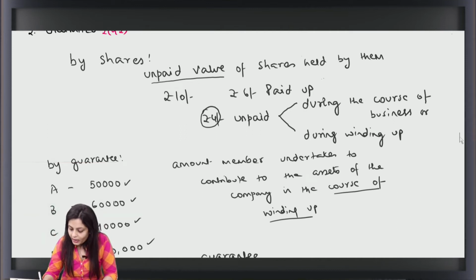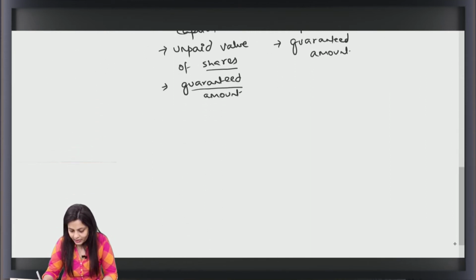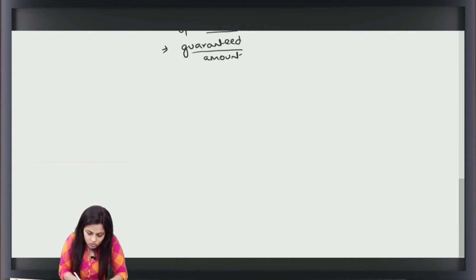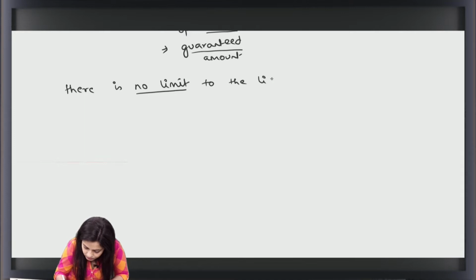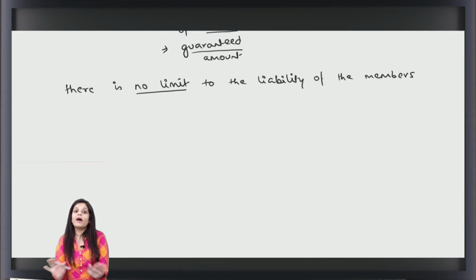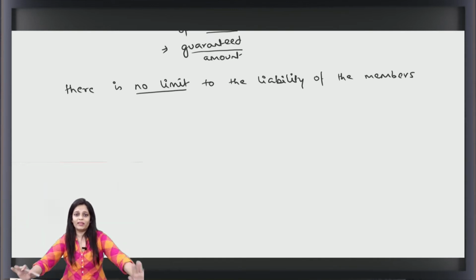Coming to the next one, unlimited liability. What is unlimited liability? The name is only telling us there is no limit. There is no limit to the liability of the members. Means what? The members are personally liable. They have unlimited liability. They have no limit as to how much they are liable. They are liable for everything that the company does.